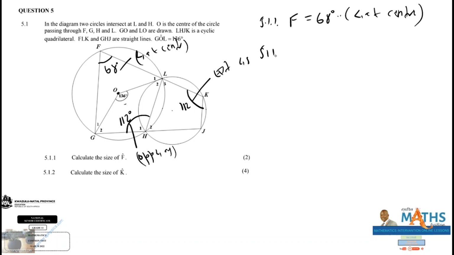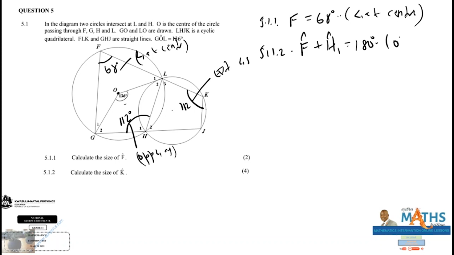And then for 5.1.2, we need to calculate the size of K. Wow, guys, we've already calculated the size of K. It's just that we need to follow all the steps that we did in order to find the size of K. We started by finding H1. H1, we said it's 112. Why did we say that? Because F plus angle H1 is equal to 180.